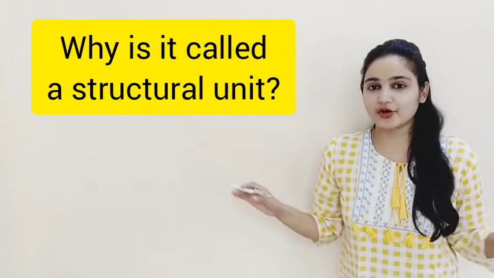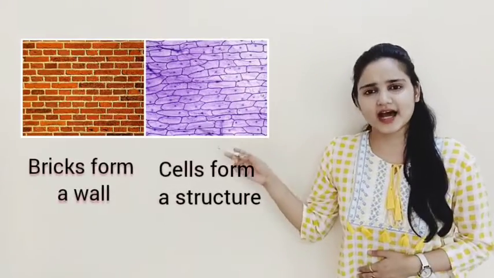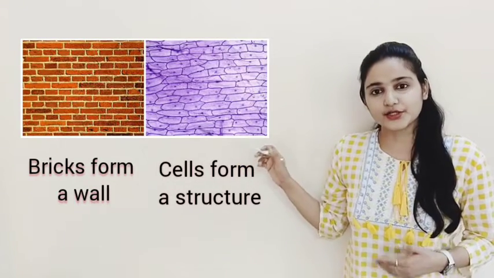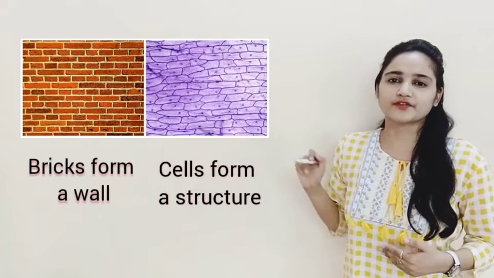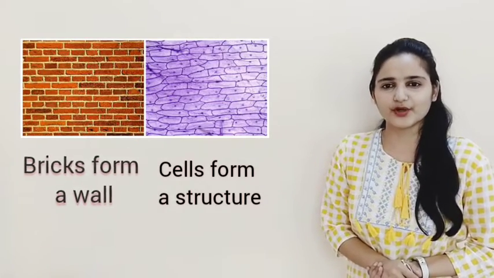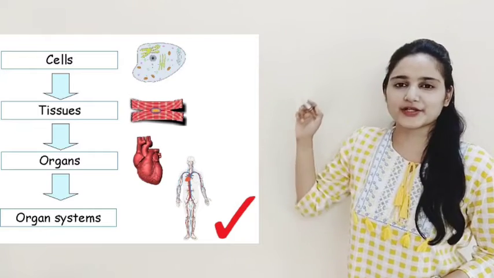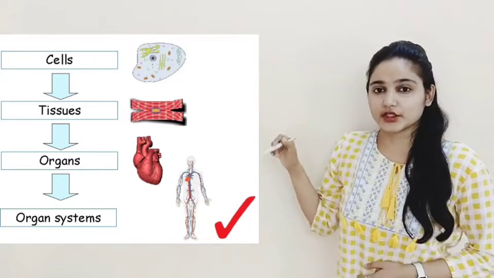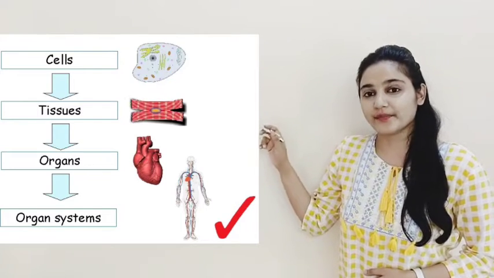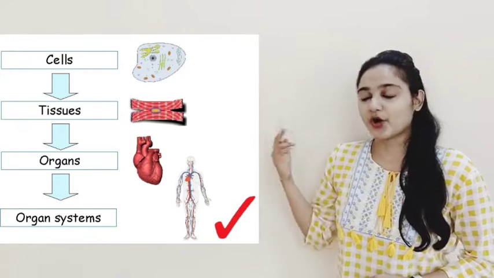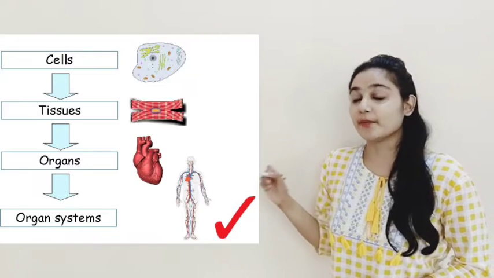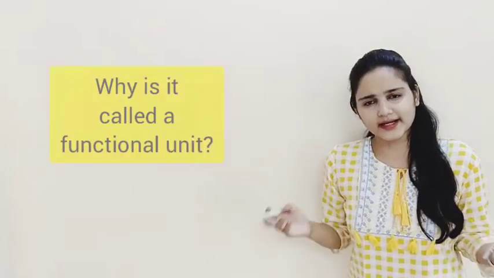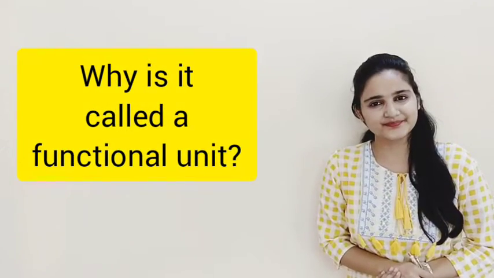So in all the complex organisms, cells are arranged in a particular order and they combine to form different parts of the body. For example, cells combine to form tissue, tissues combine to form an organ, organs combine to form an organ system, and organ system combines to form a body. Okay? Now, why is it called a functional unit?